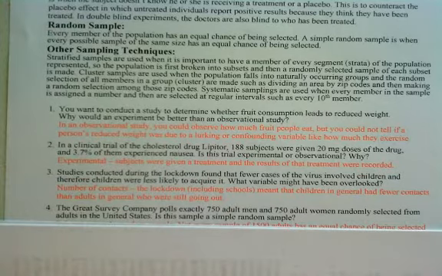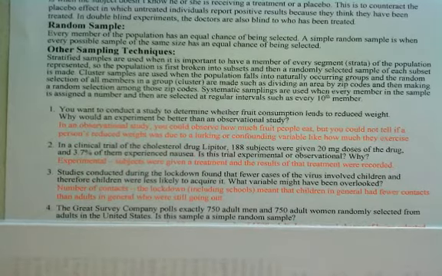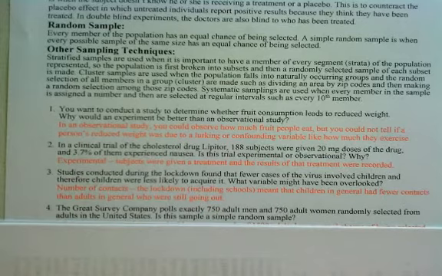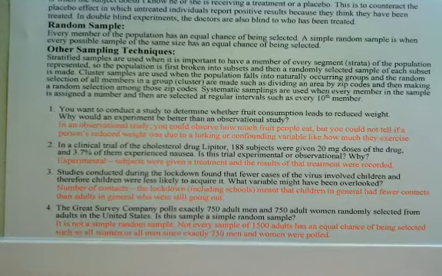A poll is done by the Great Survey Company. It polls exactly 750 adult men and 750 adult women, randomly selected from adults in the United States. Is this a simple random sample? It is not a simple random sample.